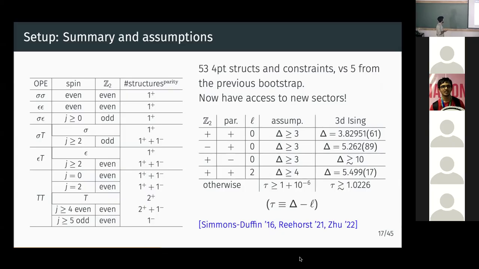So here I have all of the different operators that appear in the different OPEs. The sigma, sigma, epsilon, epsilon, and sigma, epsilon, all of these were the same things from before, from just the sigma, epsilon bootstrap. And all of these are now totally new to this study. And something to note is that we have access to parity odd structures. So that's what this 1 minus notation means, that there's a parity odd structure. Additionally, we have access to spin odd Z2 even operators for the first time.